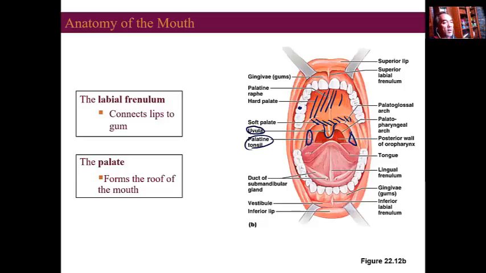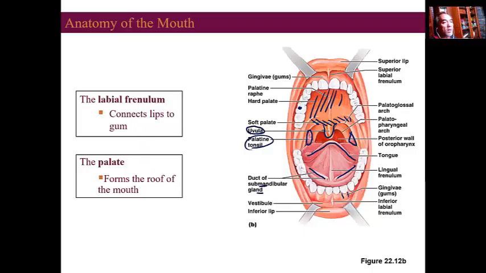Then the tongue: when you lift the tongue, you have these ducts from the salivary gland. This is the duct from the submandibular gland. That's the reason why you constantly have some saliva in your mouth, to prevent it from drying out. And the gingiva, or the gums, is where the teeth are attached.